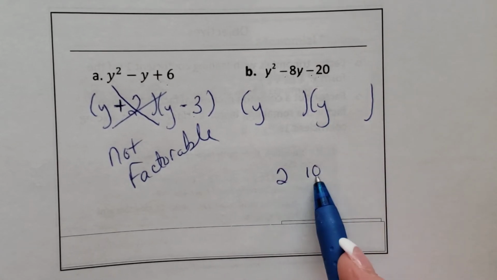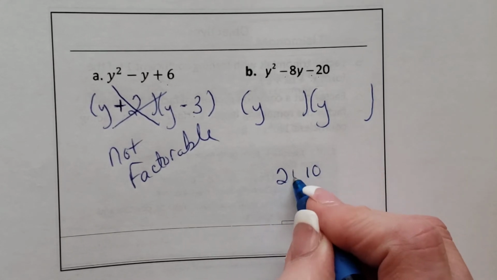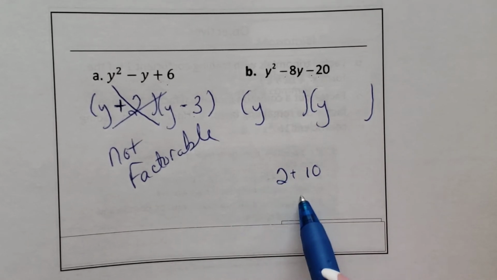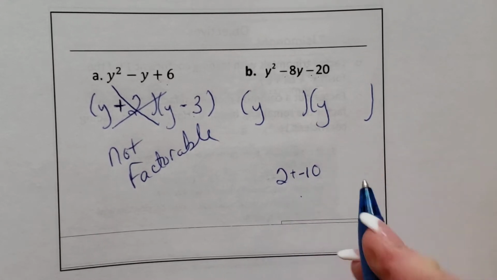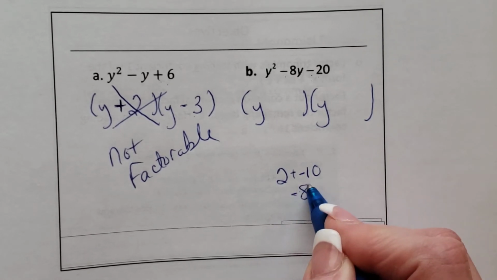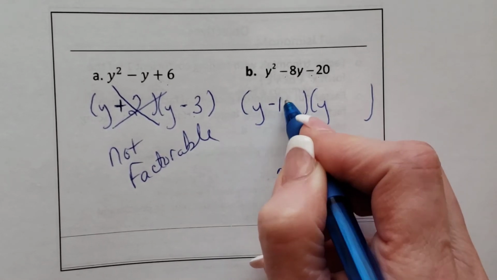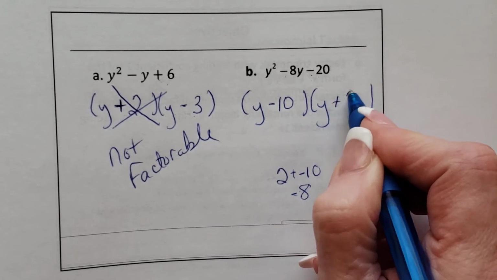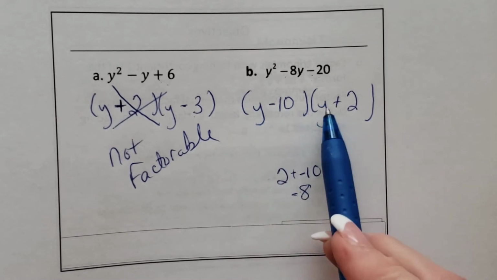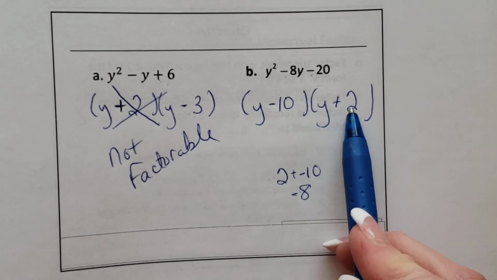Now one of these has to be positive, one has to be negative. When we combine these two, as in if I put a plus sign between them, if I give 2 the negative, will this give me -8? Nope, it'd give me +8. If I put a negative in front of my 10, is that going to give me -8? Yes. So that means 10 has to be negative and 2 has to be positive. It doesn't matter if I wrote y plus 2, y minus 10. Doesn't matter about that order.